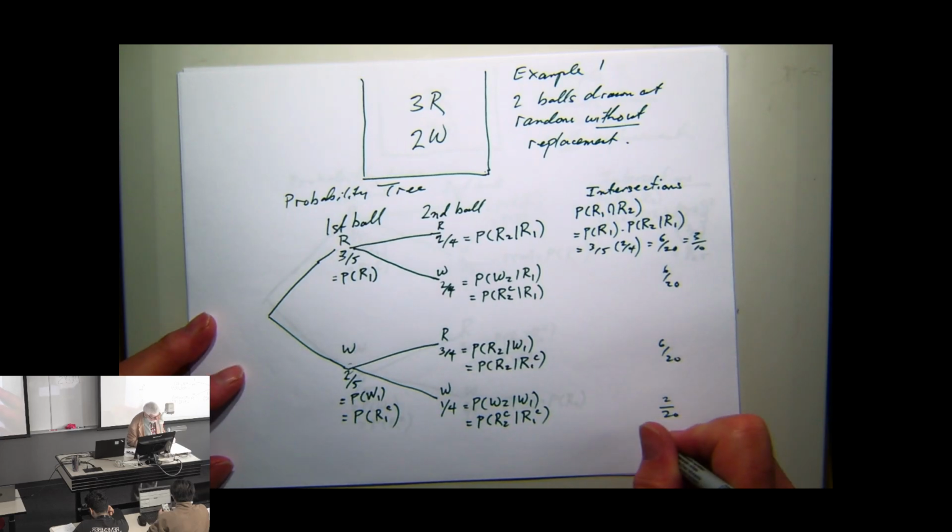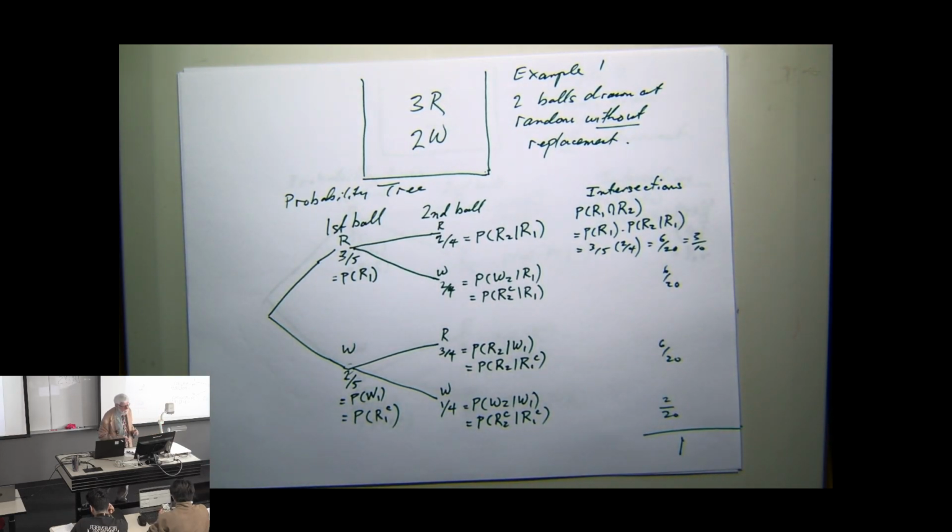Okay, you'll also notice that these 4 intersections add up to 1. One of those pairs has to happen.